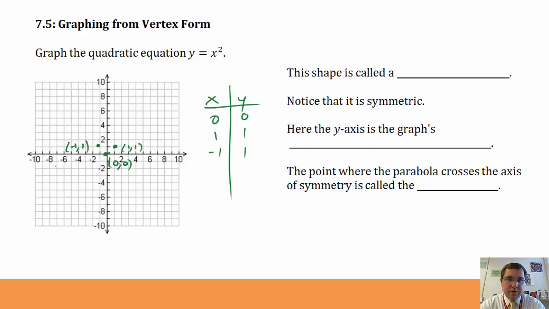So there's 2 different numbers for x that give the same number for y. Does that make this a function? Yes, it's still a function. I just can't have it the other way around. I can't have the same number for x going to 2 different numbers for y. So this is a function.